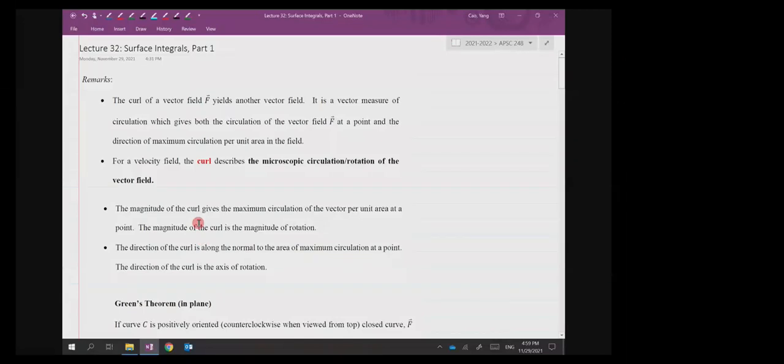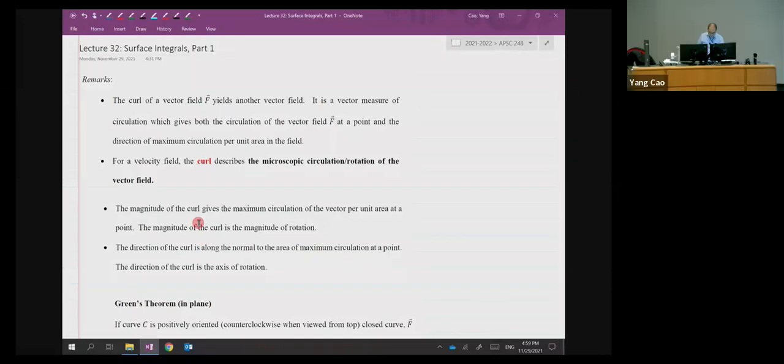All right, so I think we can get started. Good evening. Let's do a very quick review of what we did in the previous lecture. There are two major components we covered. One is the concept of curl, and the other one is the Green theorem, which we will come to.